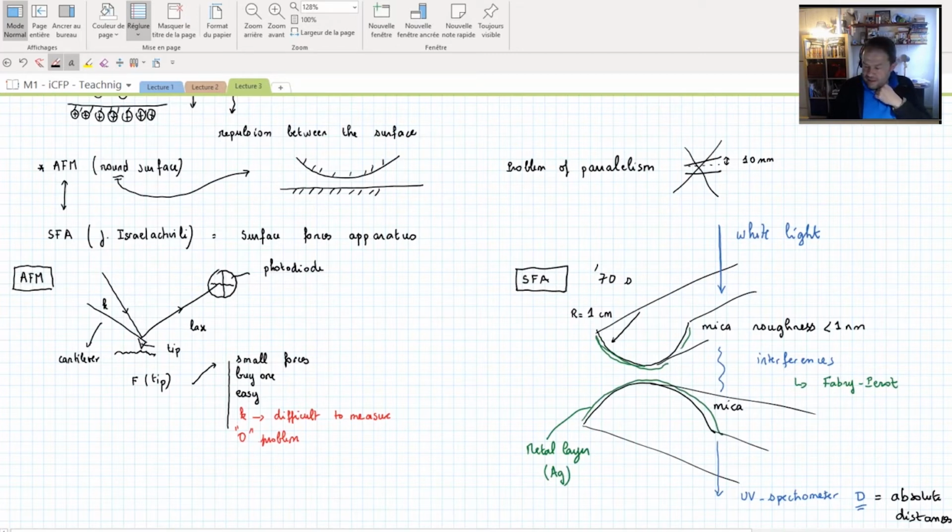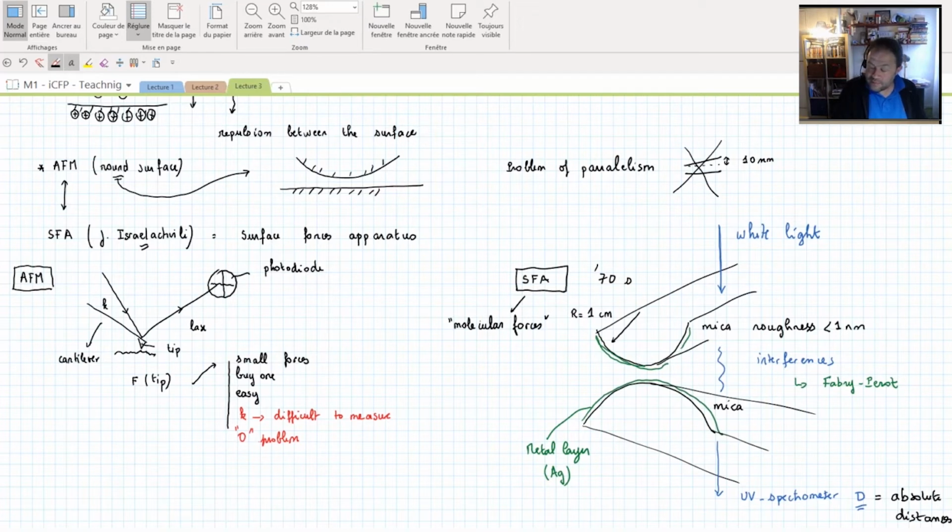Okay. So for the SFA, there is a book in my bibliography by Jacob Israelachvili, and he has used this kind of technique to measure all the forces that we will deal with in the next lecture: forces between surfaces with polymers, Hamaker constant, forces between surfaces with depletion, and so on. All what we call the molecular forces in soft matter have been measured historically with the SFA.